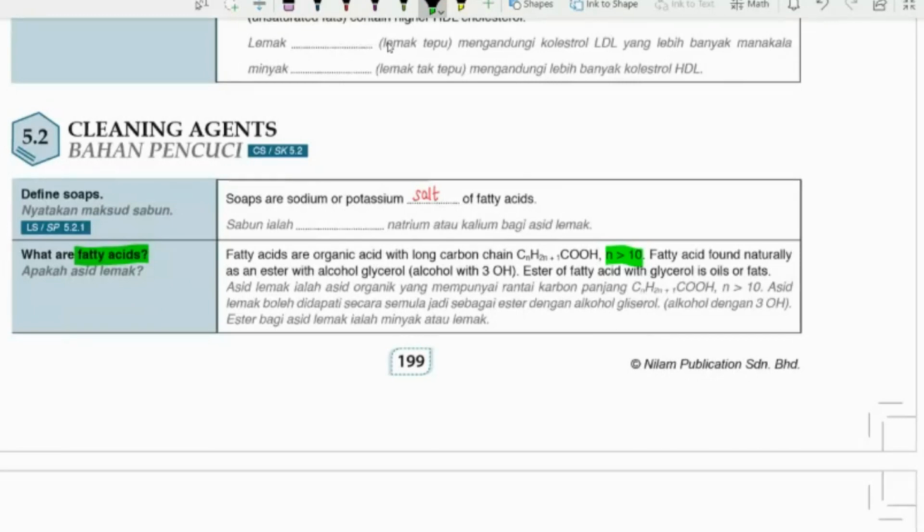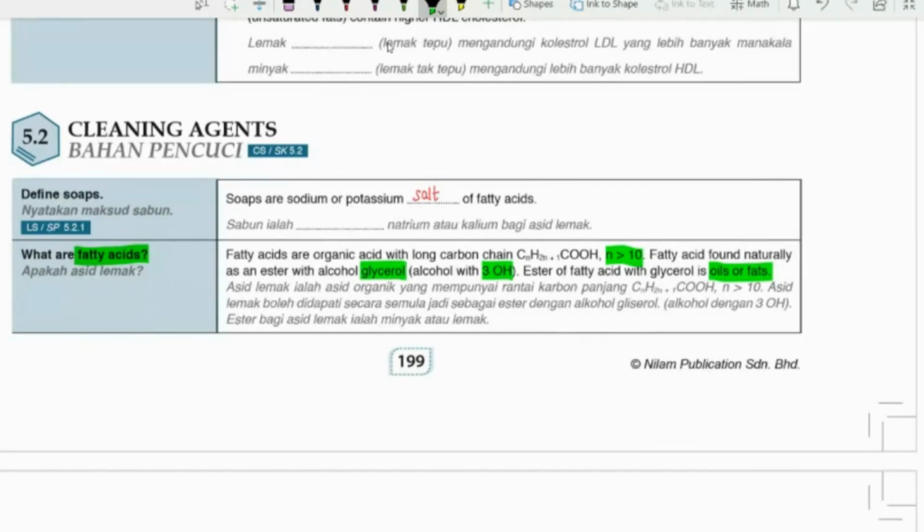Fatty acid is found naturally as an ester with the alcohol glycerol. What does glycerol mean? It has 3 hydroxyl groups. So an ester of the fatty acid with glycerol is the oils or fats.